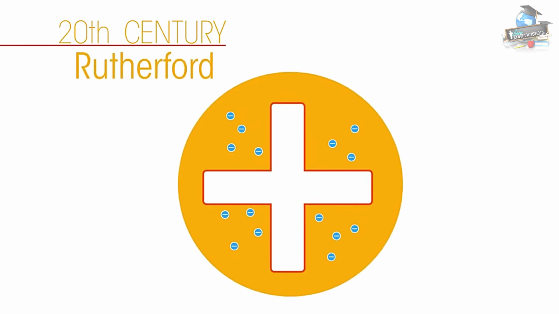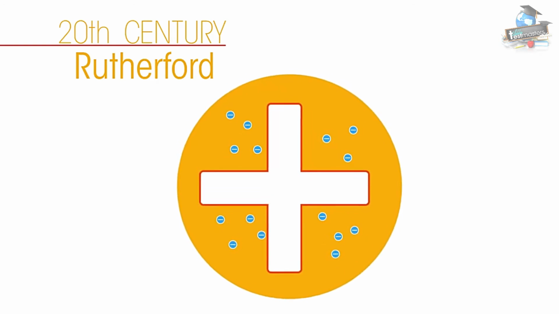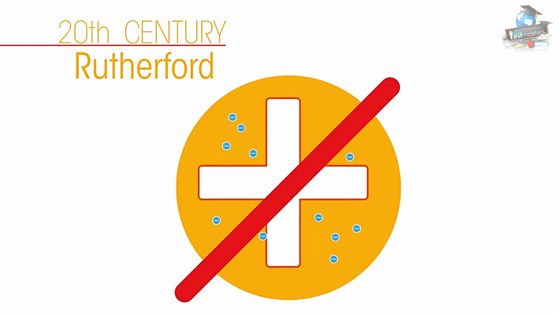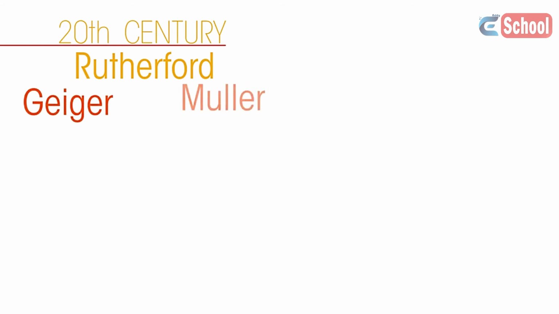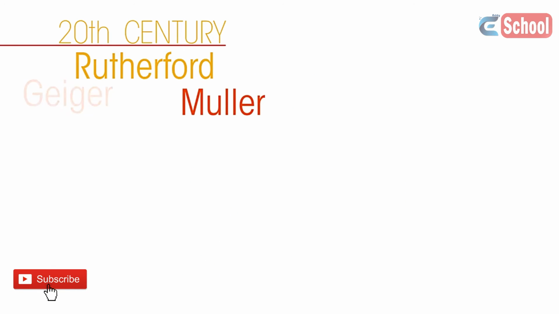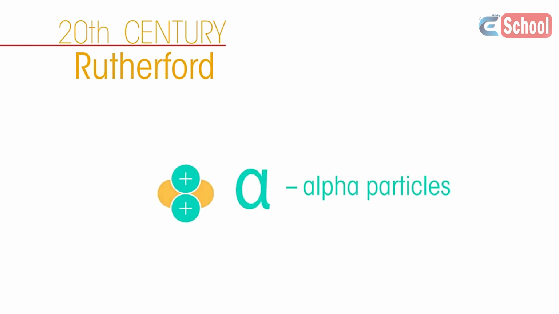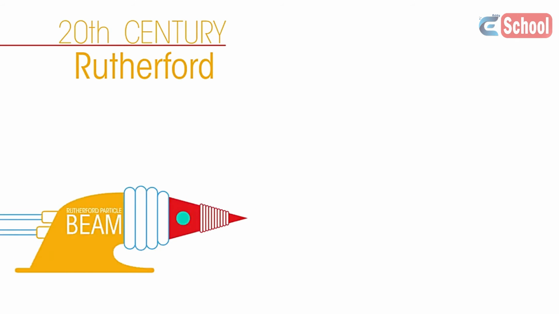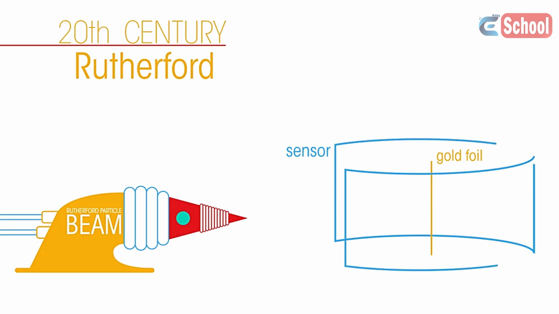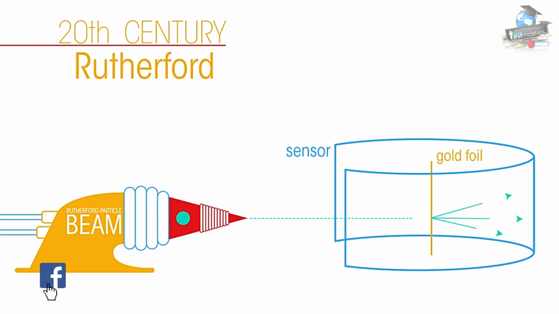In the early 20th century, experiments designed by a man called Rutherford indicated that the plum pudding model was not entirely correct. 2 of his assistants called Geiger and Muller carried out the study. They used alpha particles, which are very tiny positively charged particles. They aimed a beam of alpha particles at very thin gold foil. If the alpha particles got through the foil, it would be detected by a sensor. Assuming Thomson's plum pudding model was correct, they expected all alpha particles would pass through the gold foil and be detected on the other side.